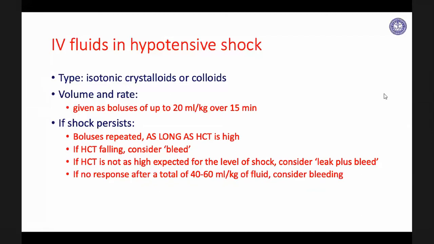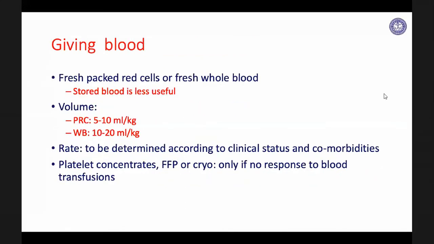If the HCT is falling, we must consider bleeding. If the HCT is not as high as expected for the degree of shock, it can be leak plus bleed. So again, in both situations, you need blood transfusions. If the response is not there after giving about 40 to 60 ml per kilogram of fluid, again, we have to consider bleeding. For giving blood, we can give either fresh packed red cells or fresh whole blood, which is more useful than giving stored blood, although sometimes we have to give stored blood also.